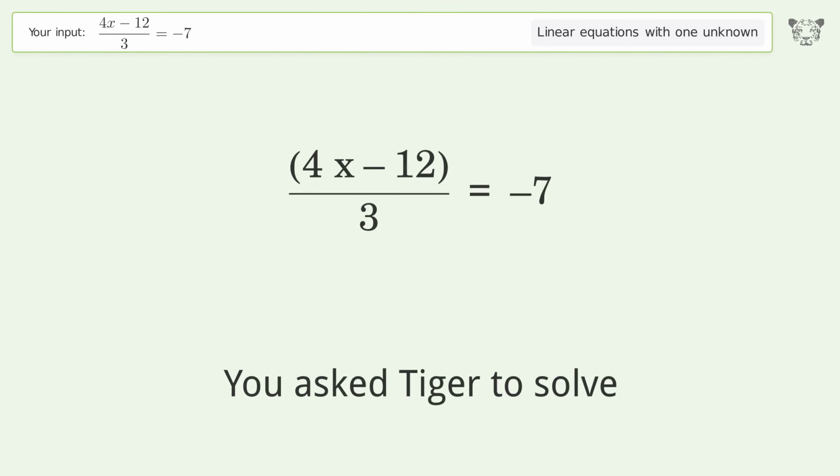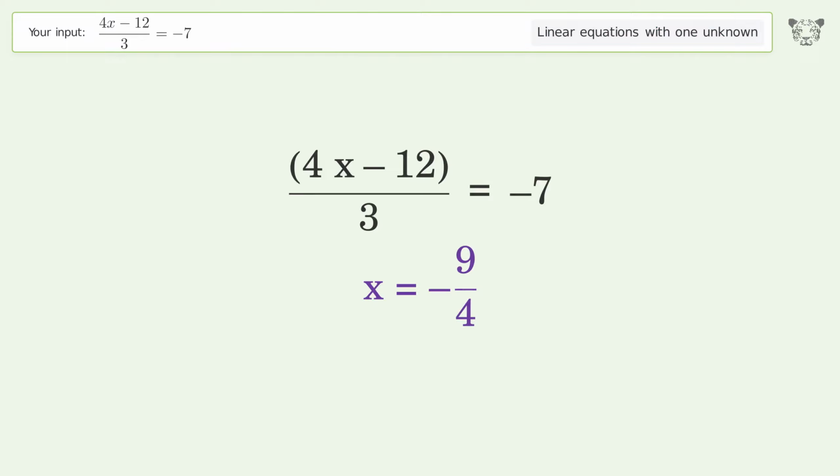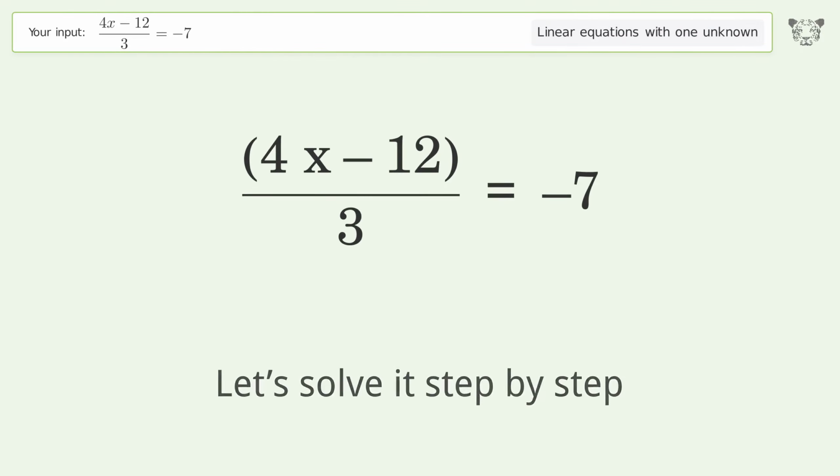You asked Tiger to solve this. It deals with linear equations with one unknown. The final result is x equals -9/4. Let's solve it step by step.